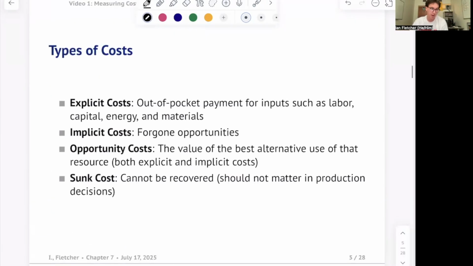And so now we've got a couple other types of costs that we need to consider, right? There are going to be these explicit costs. These are out-of-pocket payments such as labor, capital, energy, materials, things that you would see line items for if you're thinking from an accounting perspective. Then there are these implicit costs. These are foregone opportunities. So if we had to choose between one project and another, and we pick project one, what did we miss out on for project two?